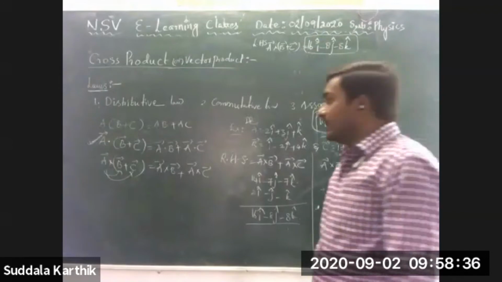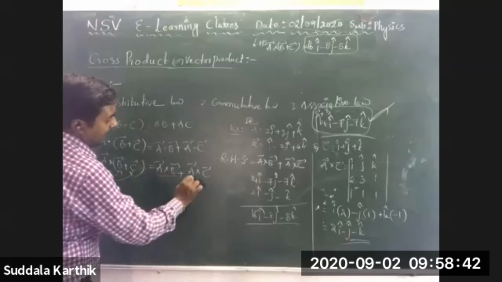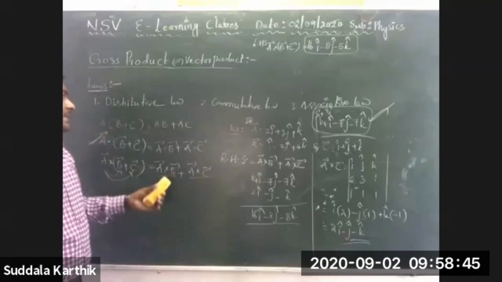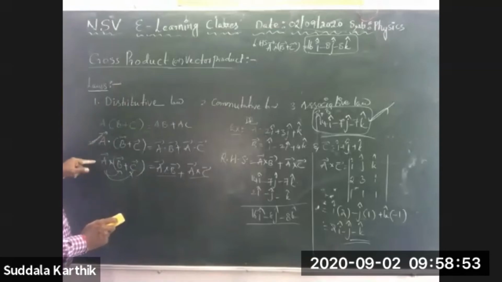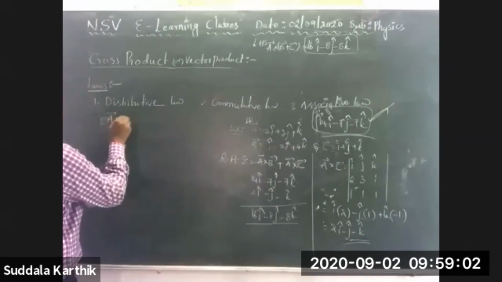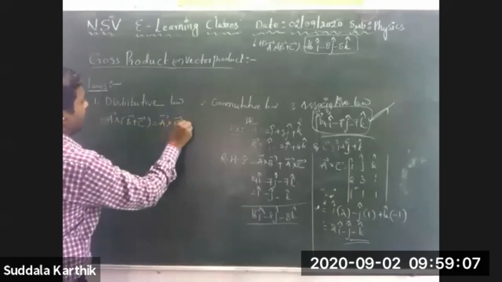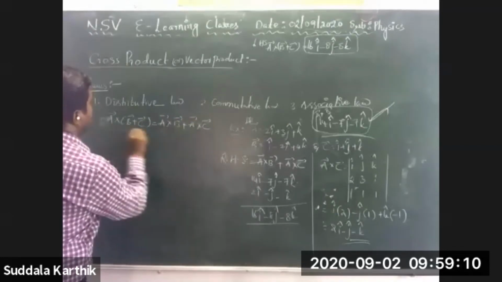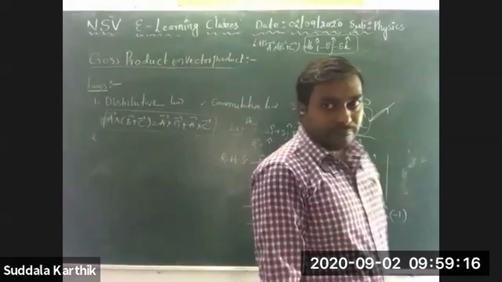You have to take note of this once: A bar cross B bar plus C bar is equal to A bar cross B bar plus A bar cross C bar. This is the distributive law in general mathematics, in the dot product, and in the cross product. Today our topic is cross product. This is the distributive law.